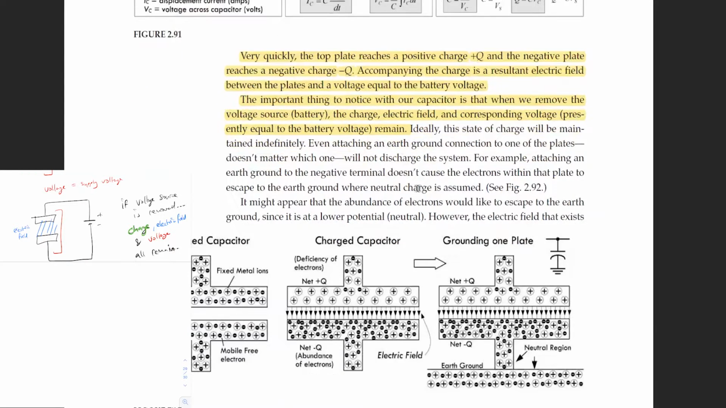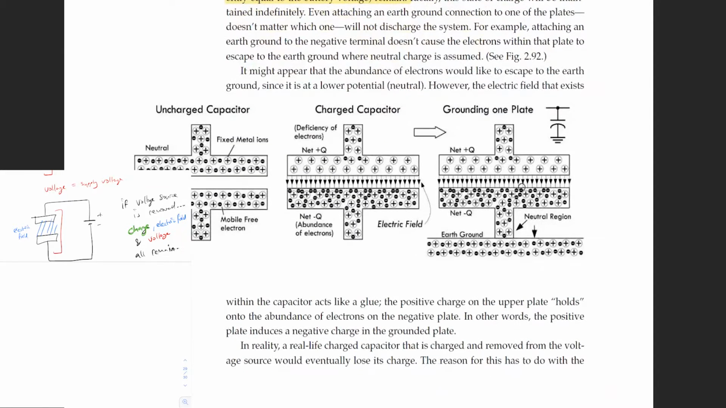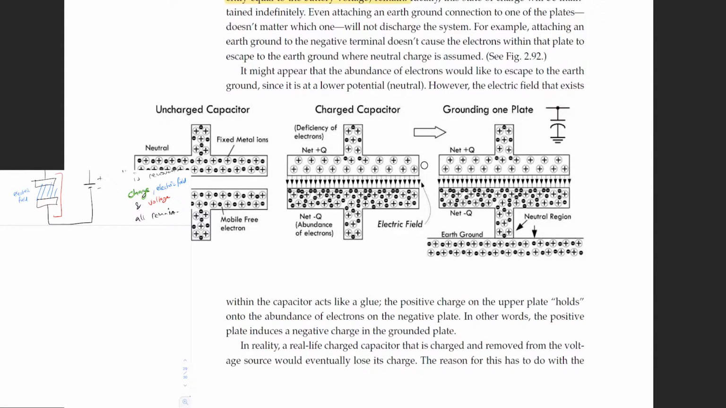It might appear that the abundance of electrons would like to escape to the earth ground since it is at a lower potential. However, the electric field that exists within a capacitor acts like glue. Interesting. The positive charge in the upper plate holds onto the abundance of electrons on the negative plate. In other words, the positive plate. Oh yes, of course, because even if you ground one of the sides, the electrons want to meet up together. They want to get back together. So yes, I got it.